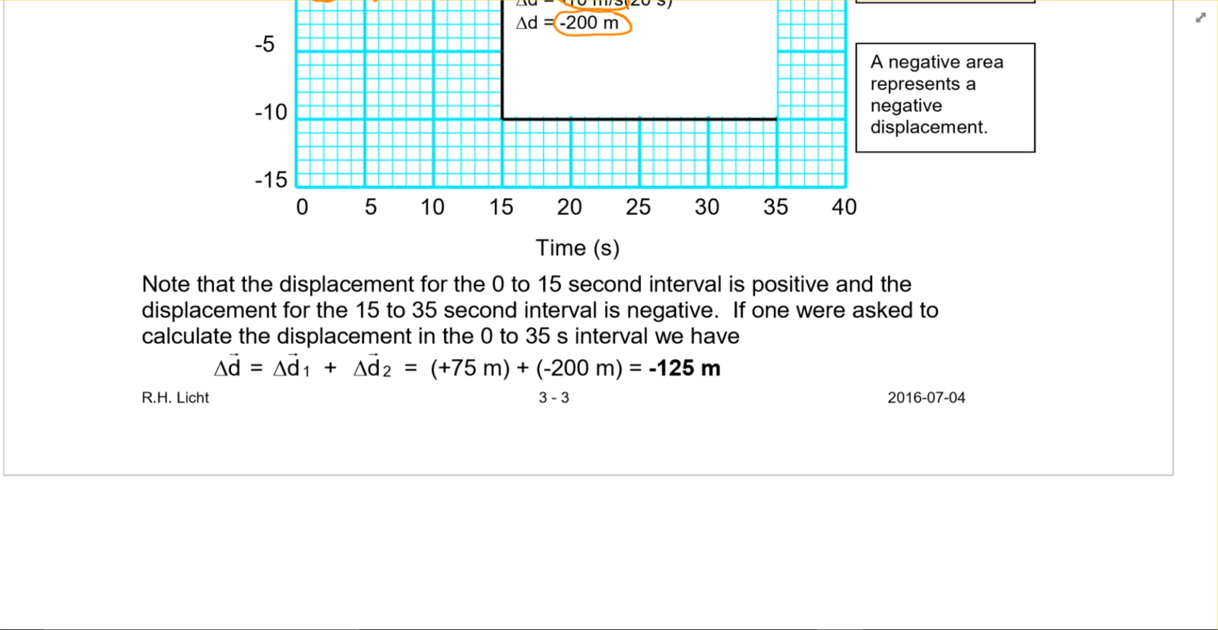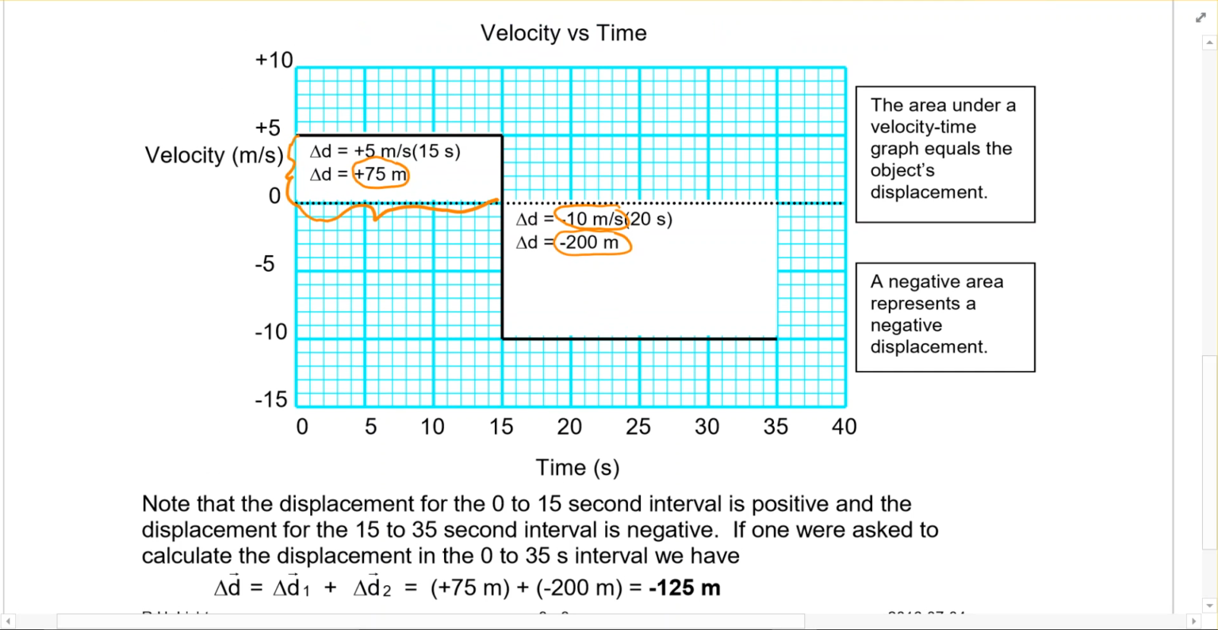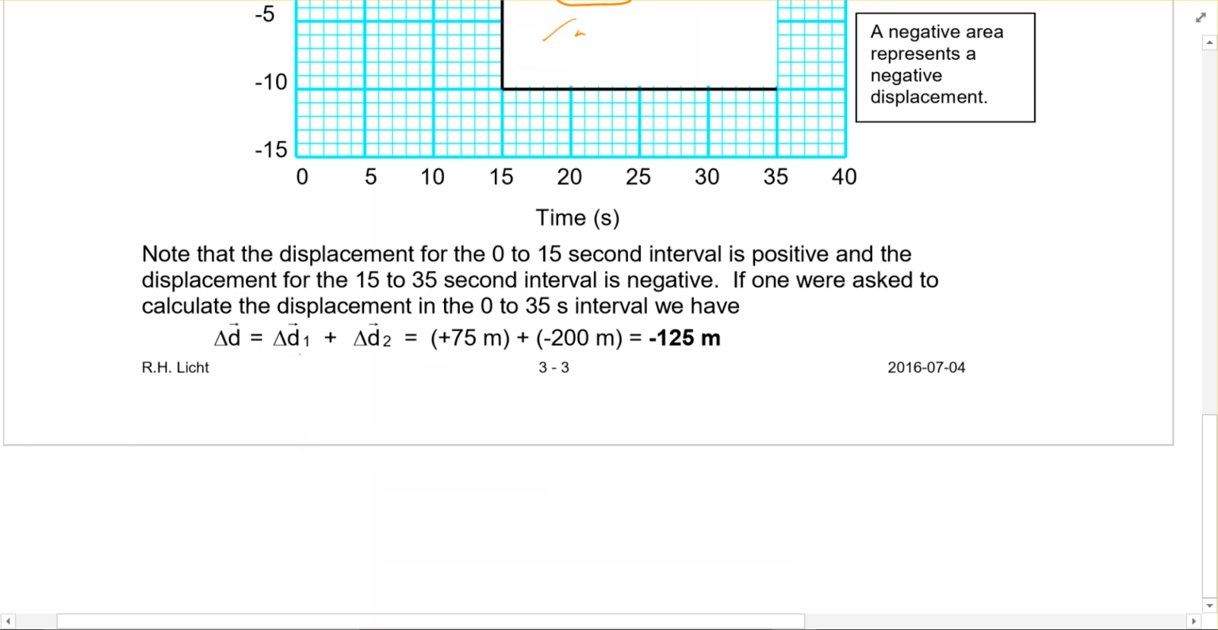And now, if a person was asked to figure out what the displacement from the reference point was, what you'd have to do is add these two together. So it's going to be this one plus the area below, which is pretty much what I have here. The first one, and then it ends up being minus because it's plus negative 200. And in total, our displacement would have been negative 125 meters.